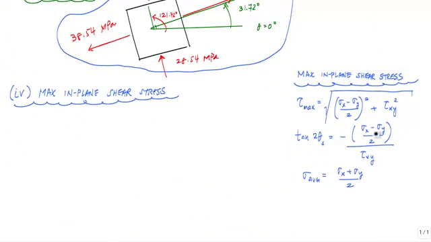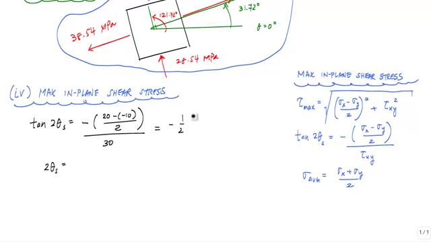And the first thing I want to do is calculate the angle using this relationship right here. And that would tell me that tangent of 2 theta s is equal to -1/2. If I take the inverse tangent, I would get -26.56 degrees, which is the same as 26.56 degrees going clockwise. Theta s would just be 13.28 degrees going clockwise.